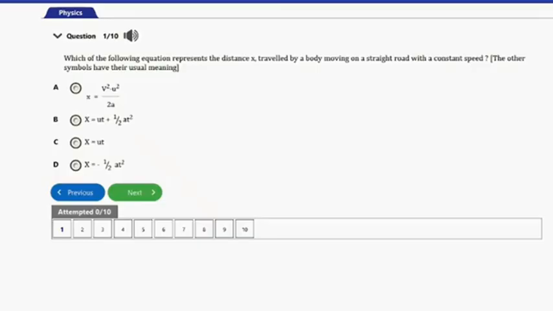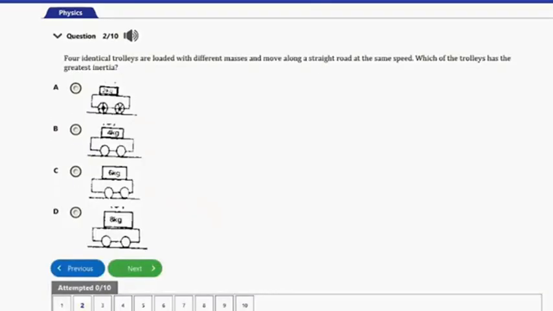Let's go ahead and consider the next question, guys. So the next question here says, 4 identical trolleys are loaded with different masses and move along a straight road at the same speed. Which of the following trolleys has the greatest inertia?